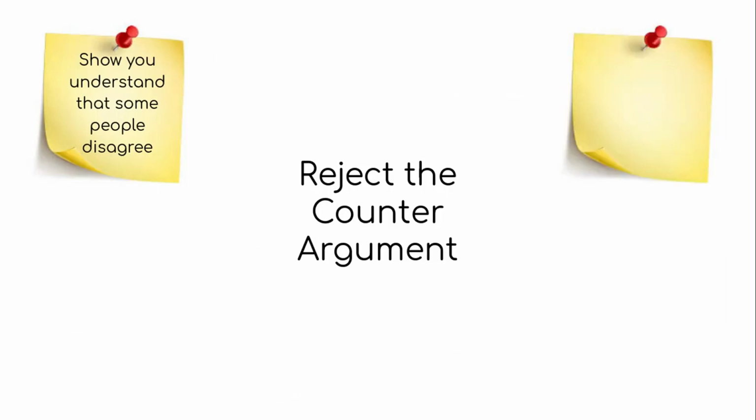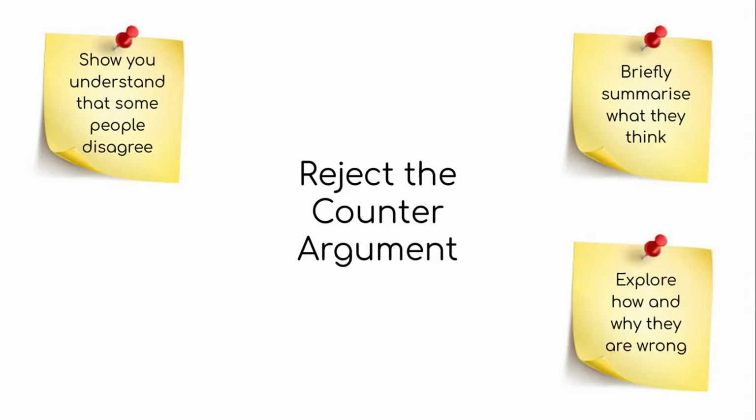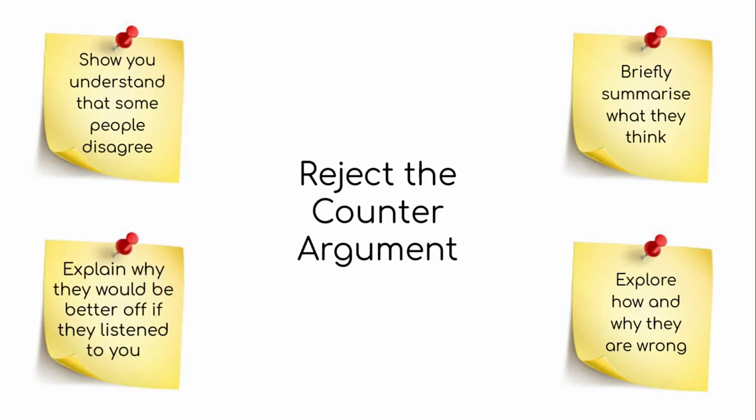So you show that you understand there are some people, and you also summarize what it is they think. So you're being fair, you are giving the other side of the argument. But what you're not doing is agreeing with it yourself, because what you then do is explore how and why they are wrong. It's not a very strong argument if all you do is mindlessly tell someone that you're right and they're wrong. What's much more effective is if you say, I'm right, this person is wrong, and this is why they're wrong. So the final part of this paragraph should be explaining why they'd be better off if they listened to you.